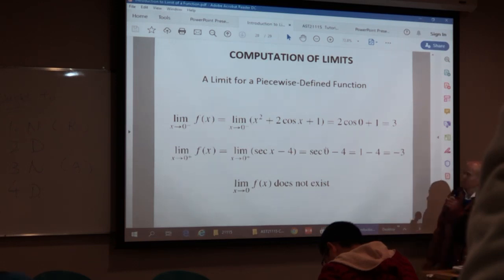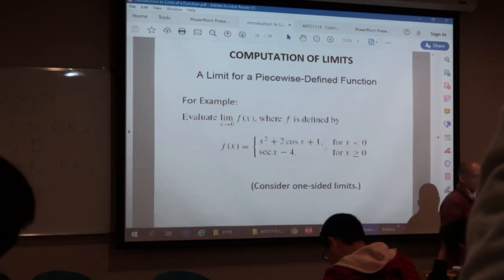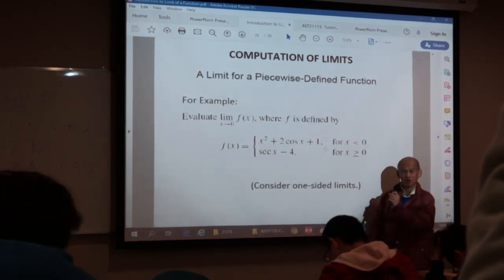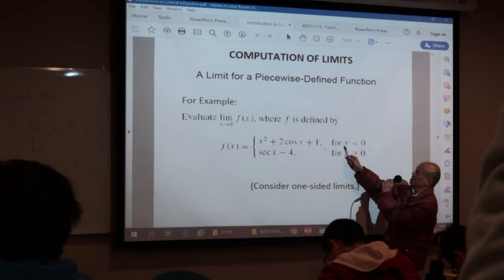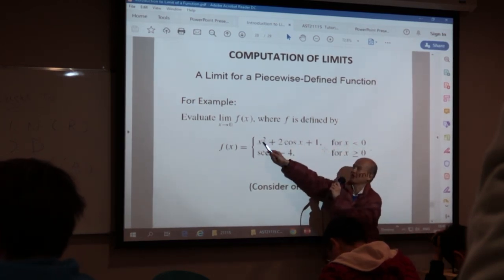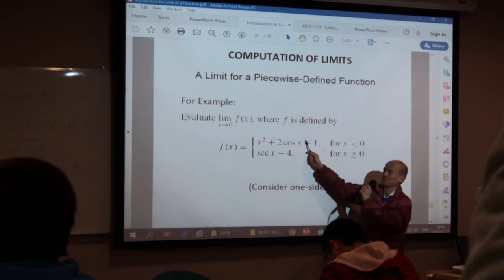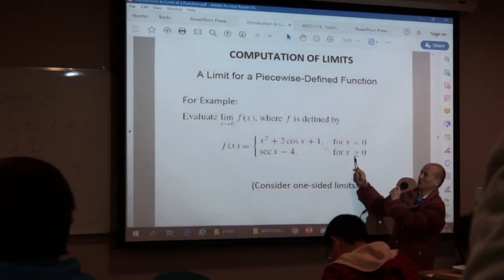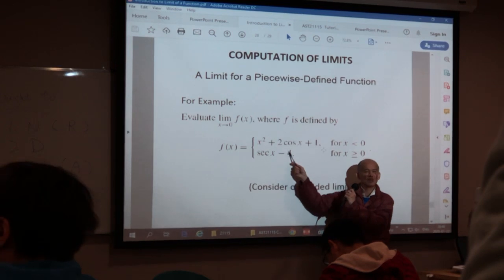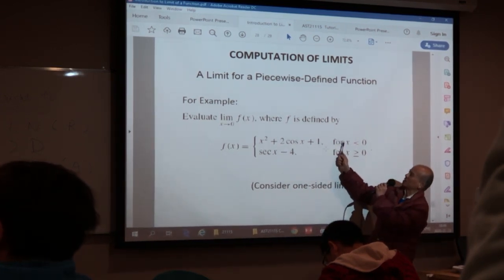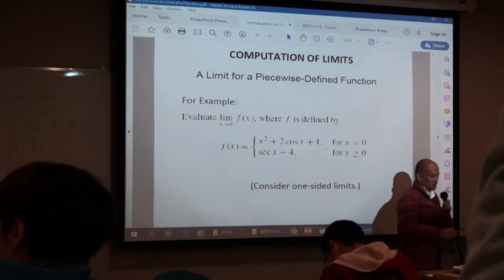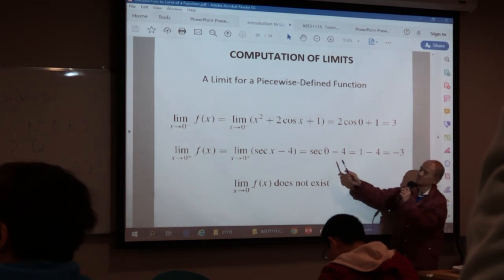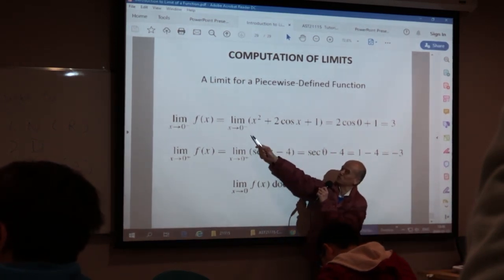For the left hand limit, when x approaches 0 from the left, it means x is a negative number. Because it approaches 0 from the left, it is a negative number. When x is a negative number, its behavior is governed by this expression. When x is a positive number or 0, it is governed by this expression. So when x is getting close to 0 from the left, we have to consider this as the function. Therefore, this function, when x approaches 0 from the left.